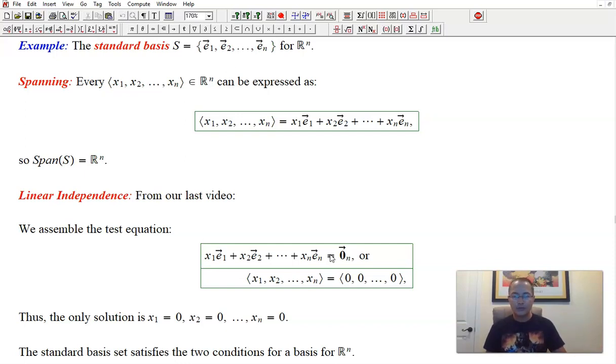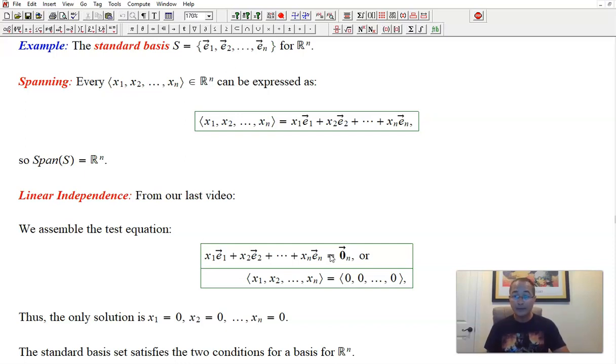So when we first saw these vectors, I believe in section 1.1, we said that every vector (x1 through xn) from Rn can be written as a linear combination. So it's just x1e1 plus x2e2 and so on. So this tells us that the span of these vectors is all of Rn. You're not missing any vector at all from Rn.